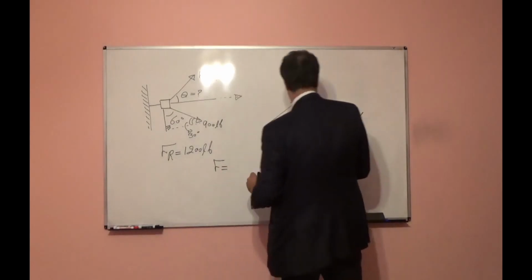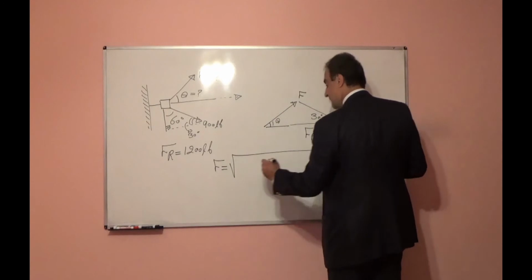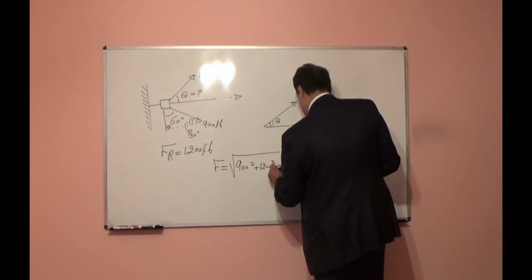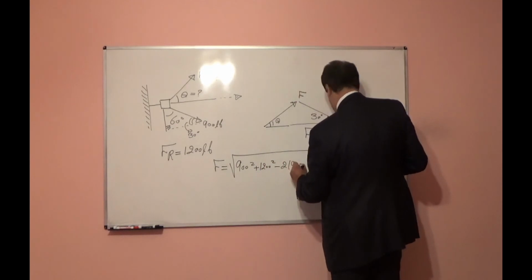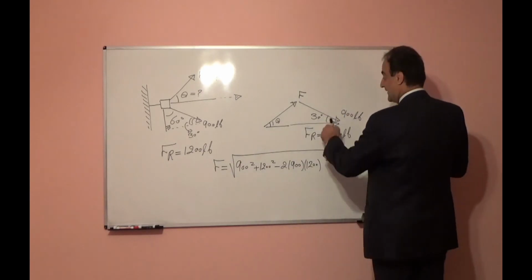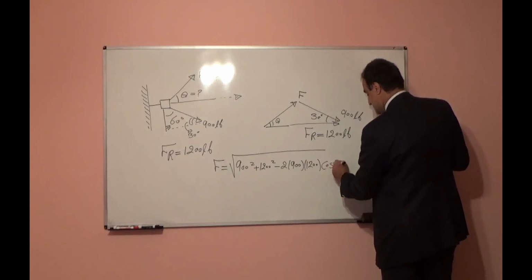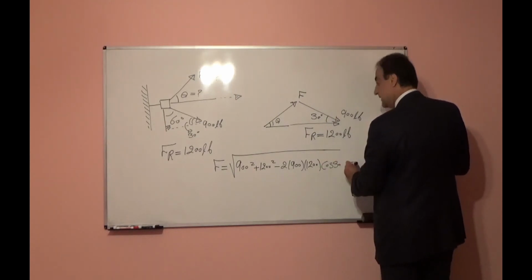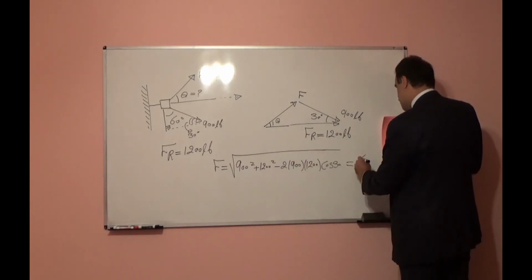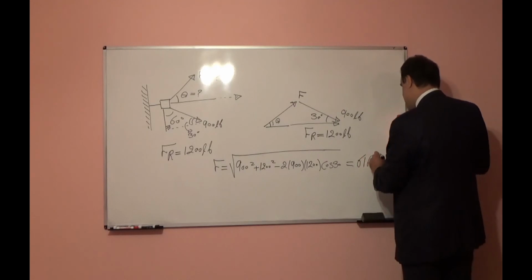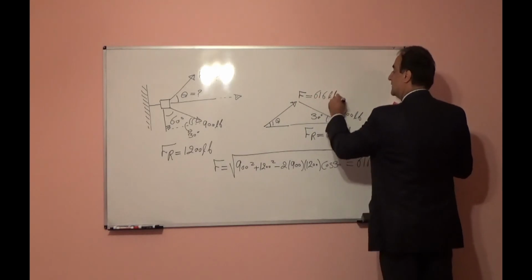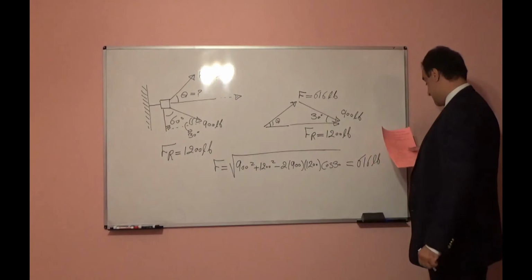So in this triangle we can find F. We know F is equal to the square root of 900 squared plus 1200 squared minus 2 times 900 times 1200 times the cosine of the angle between these, which is cosine 30. So from here we can find the magnitude of F. The magnitude of F will be 616 pounds. So we found the magnitude of this force, it is 616 pounds.